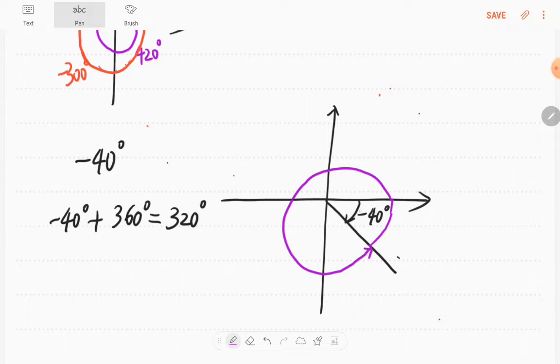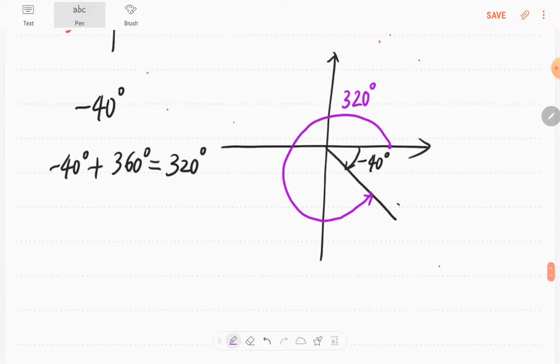Okay, and here is negative, but this part is positive. So we actually have negative plus positive 40 degrees, so it would cancel out. Then actually we only have this angle, right? It looks like we start from here, then go to here, and you get 320 degrees.